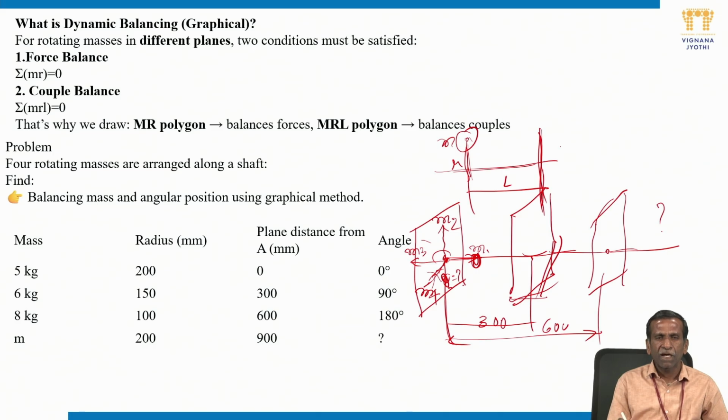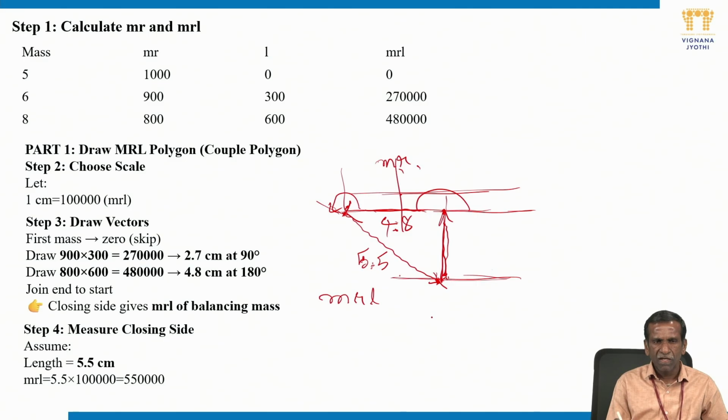R is 200, and L is 900. That is also given. So MRL is 5.5 centimeters we get. If we apply the scale, into 1 lakh, 1 lakh is the scale we have taken. So then 5 lakh 50,000 you are going to get for MRL, in kg mm square. Are you able to understand? Okay, then this is equal to MRL.